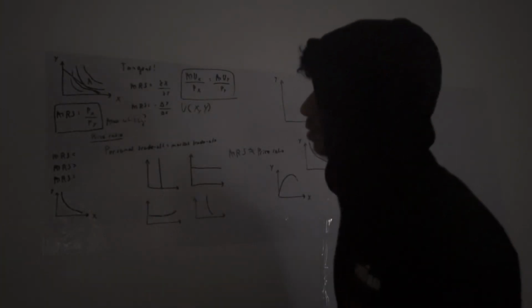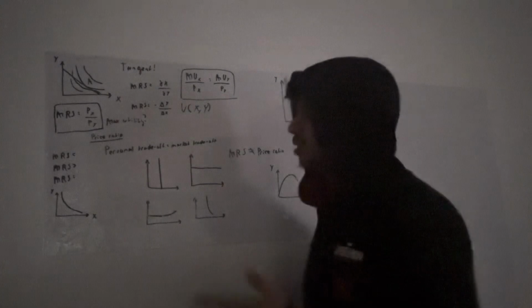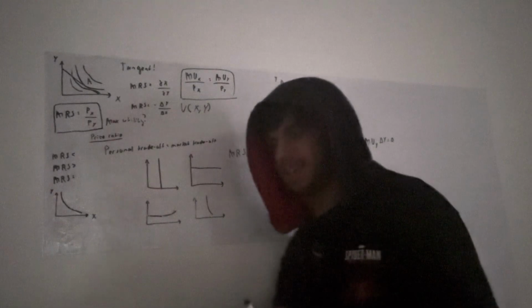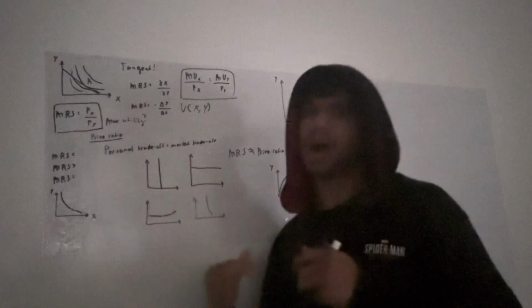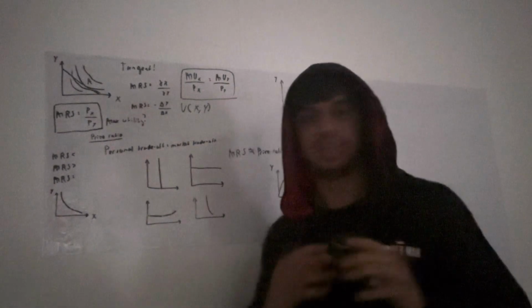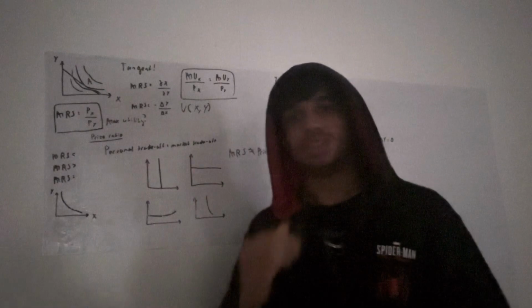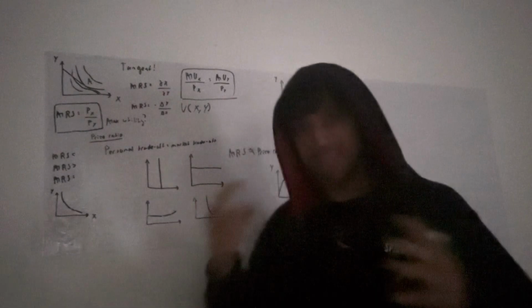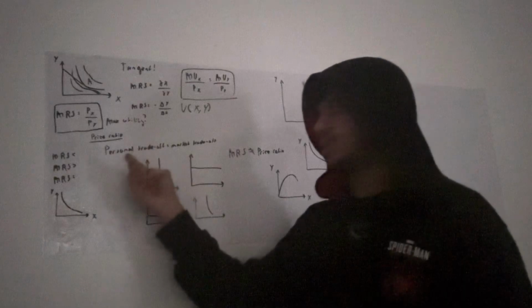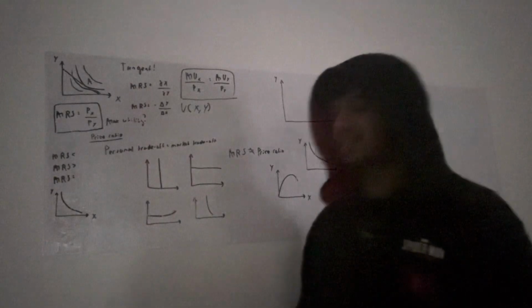So now, obviously, the only way you're going to stop buying X or stop buying Y is if your MRS is equal to the price ratio, meaning your personal trade-off is equal to the market exchange rate. That's essentially what it means, which is why I wrote it in big. Now, let's go back.